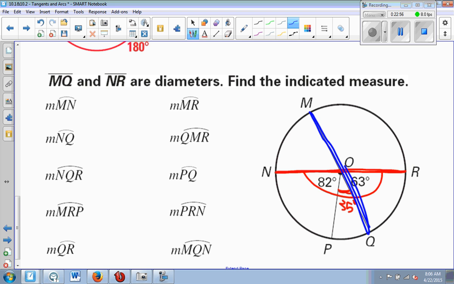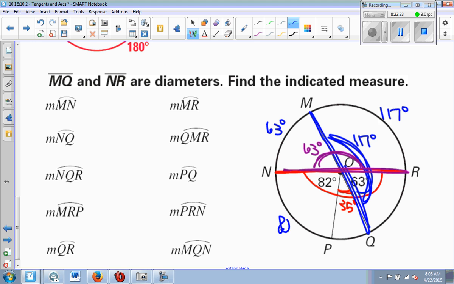Since this is a diameter, these have to add up to 180. So if I take 180 and take away 63, this one here is 117. And again, since this is a diameter, these have to add up to 180, which means that this one is also 63. So knowing that this one here is 117, this one is 63 degrees, 82 degrees, 35 degrees, and 63 degrees, all of the problems now become simple addition as long as you know which arc you're looking for.